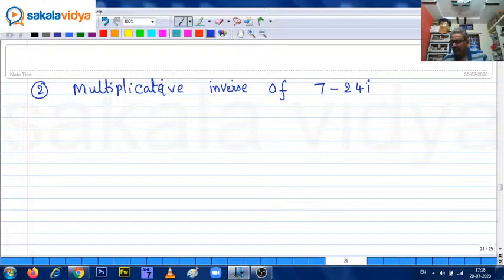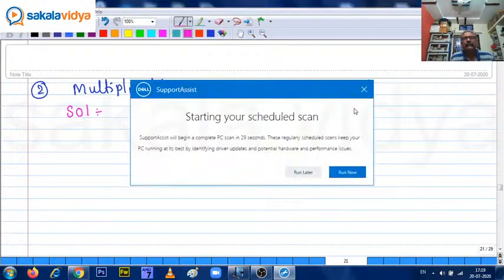So now, let Z is equal to 7 minus 24i. We need to find out 1 by Z.